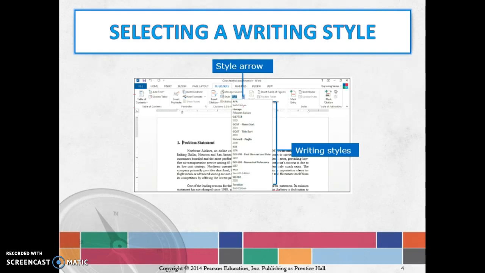So a citation really just is a brief reference placed either at the end of the sentence, at the end of the paragraph, or in a bibliography saying, where'd you get this information? So the first thing that this is doing is showing you how to select different types of writing styles. So you can pick what type of style you are being asked to use. That's what this is all about.